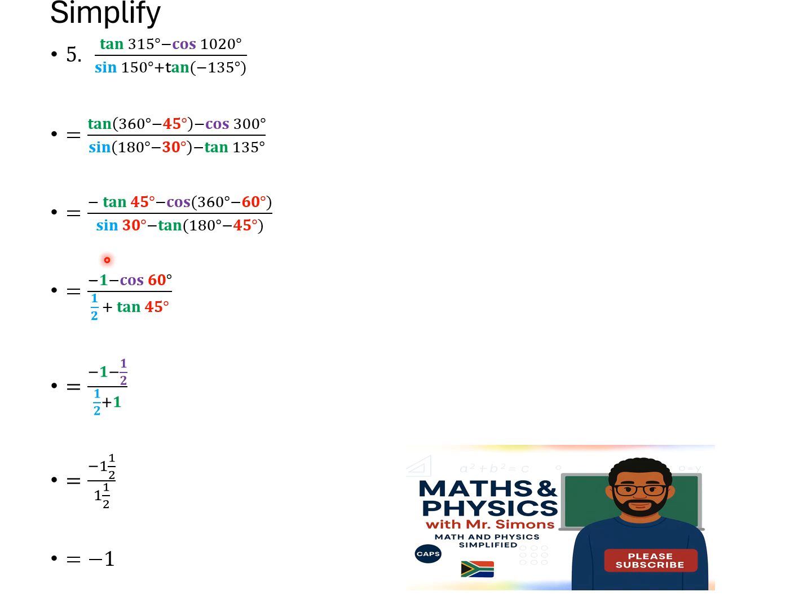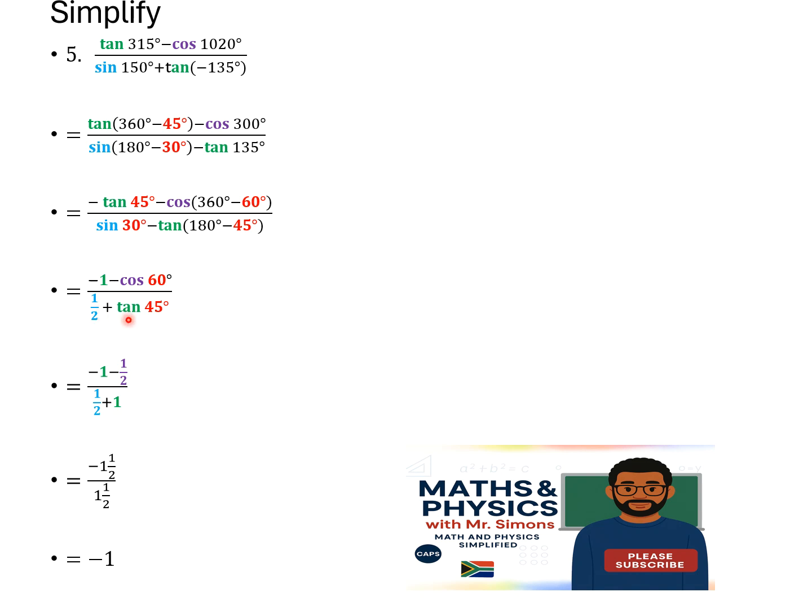So tan 45 is 1, so minus 1. 360 minus fourth quadrant, so that stays positive, so it becomes cos 60. Positive times negative stays negative. Sine 30 is half. And 180 minus 45 falls in the second quadrant, where tan is negative. Negative times negative gives me positive tan 45. So that gives me now minus 1 minus cos of 60, which is half.